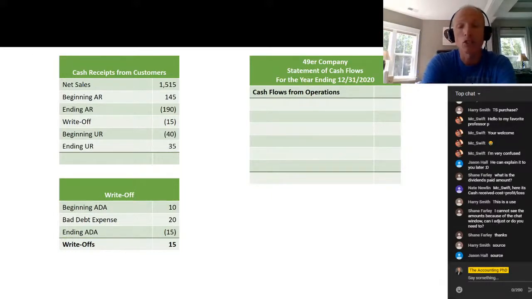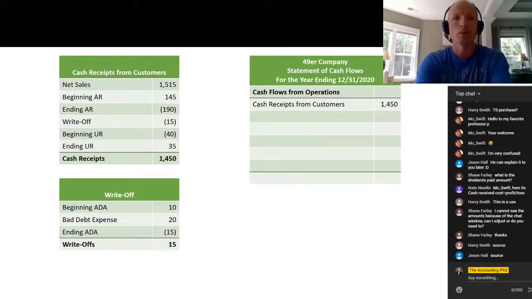And similarly, or for similar reasons, the ending unearned revenue is a positive adjustment. And again, the thinking there is that it's cash that I received in 2020 for a sale that I will record in 2021. And so that's why it's a positive adjustment, because there's still a cash flow. It's a receipt that I got from my customer that was not included in my net sale number. And so when I add all those up, my total cash receipts was $1,450.